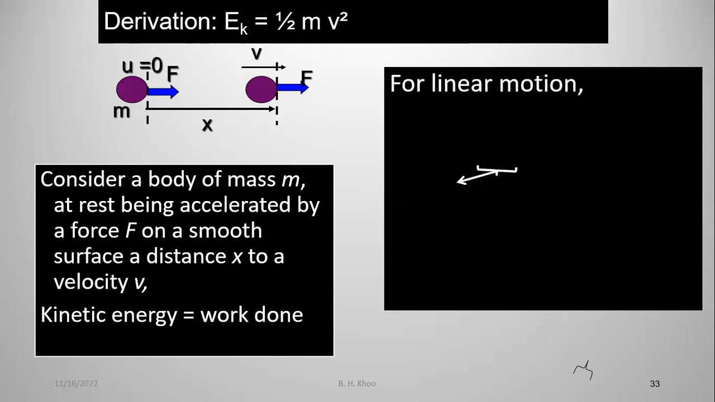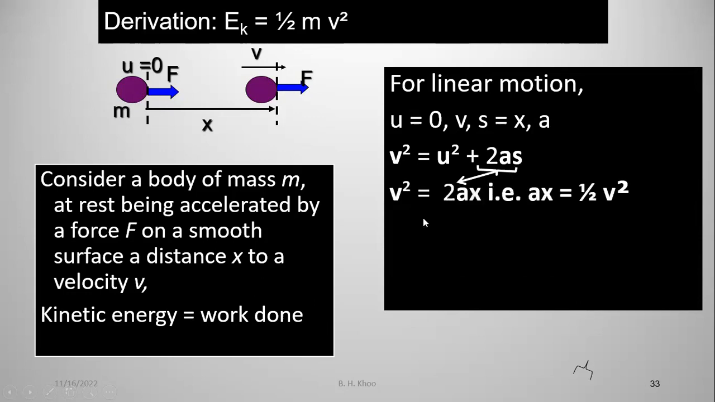That's your work energy theorem. Then we consider linear motion. Initially, u is 0, then final is v. The distance moved is your x. Acceleration is your a, due to this force. So v squared equals u squared plus 2as.